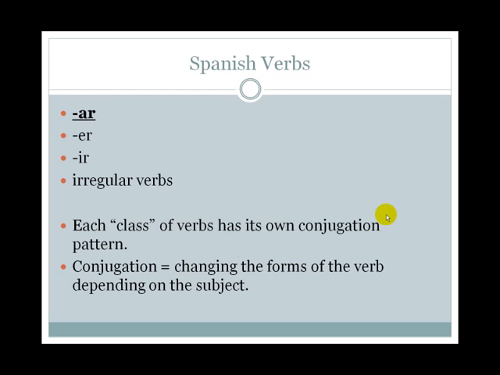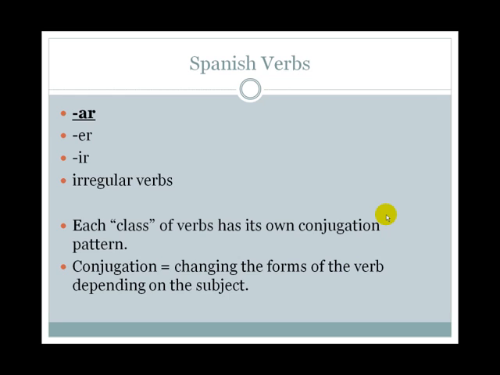The AR, ER, and IR refer to the endings of the verbs when they're in the infinitive form. The infinitive is the most basic form of the verb, which is how you'll see it listed in the dictionary and in your vocabulary lists that you learn in your textbook. Each of these 4 classes of verbs has its own conjugation pattern. AR, ER, and IR verbs have a conjugation pattern that you can memorize that will apply to every regular verb in that class. Irregular verbs you'll have to memorize individually.